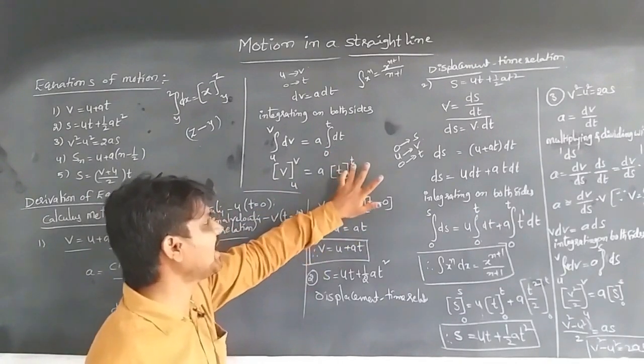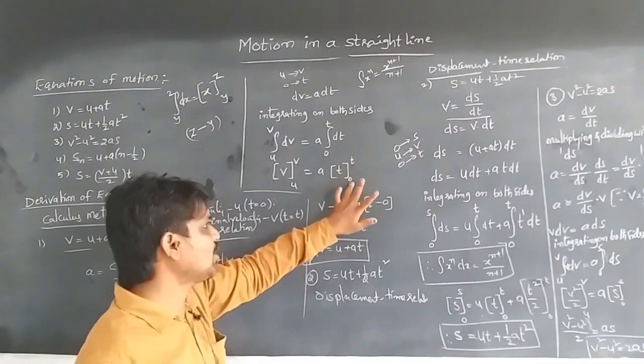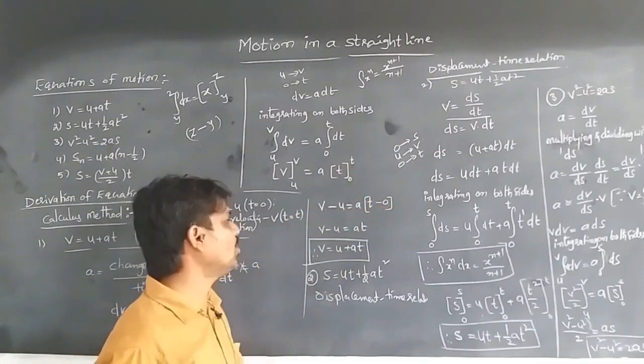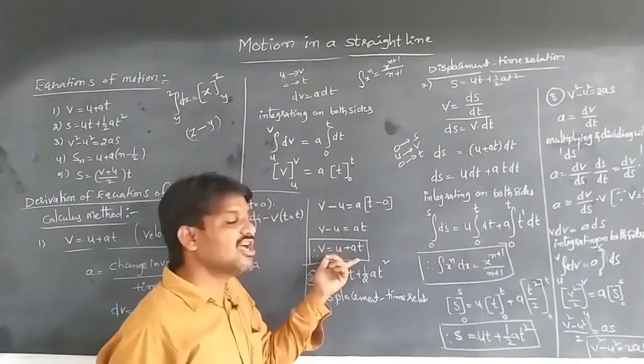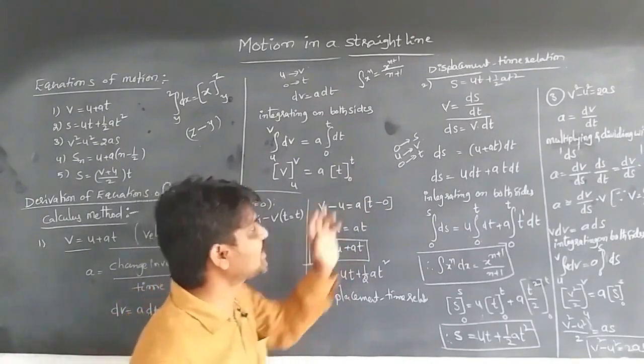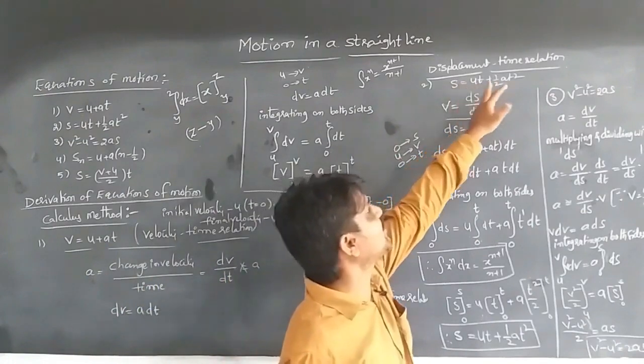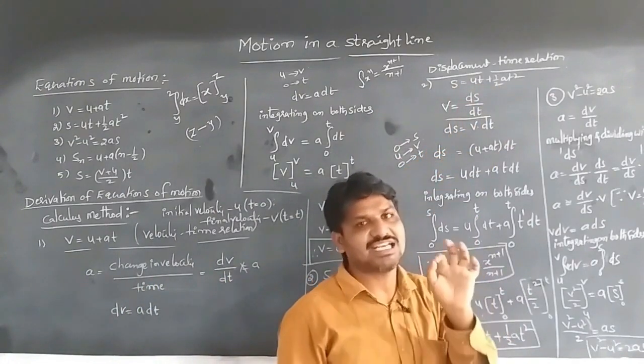First of all we should apply the upper limit, after that the lower limit, t minus 0. So v minus u is equal to a into t, that is, at. This is the first equation of motion. The second one is s is equal to ut plus half at squared, the relation between the displacement and the time.